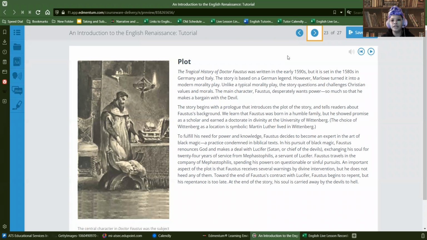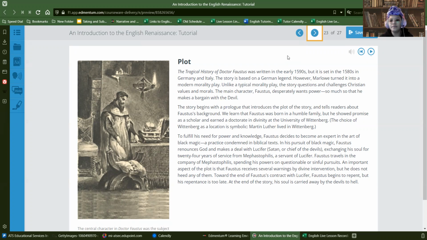There's a prologue that tells everyone about Faustus's background. He was born in a humble family, but he's basically a genius prodigy. But he wants more knowledge. He wants to know more. He wants to know the most out of everyone and have more power than anyone.